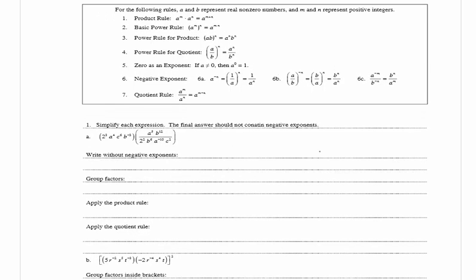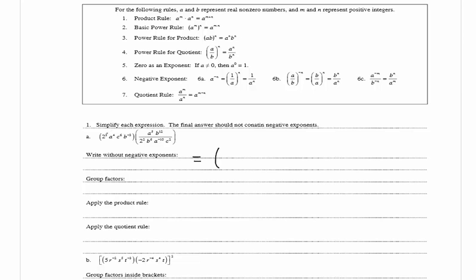So we have 2 cubed times a to the fourth times c to the sixth times b to the negative third times a to the fifth times b to the 12th, divided by 2 squared times b to the 6th times a to the negative 10th times c squared. And the first thing they want us to do is write without negative exponents.